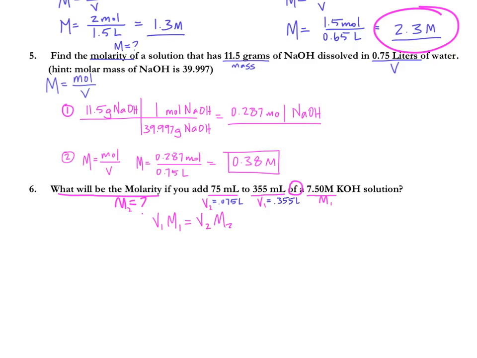So now I've got my volumes in liters. Now I can plug everything in. So V1 we said was 0.355. M1 is 7.50 equals V2, which is 0.075, and M2 is unknown.